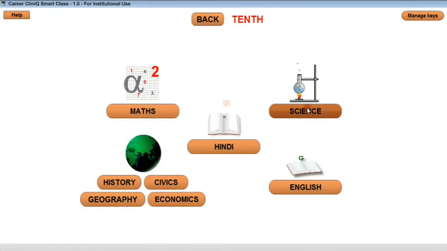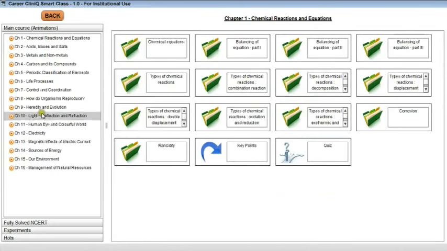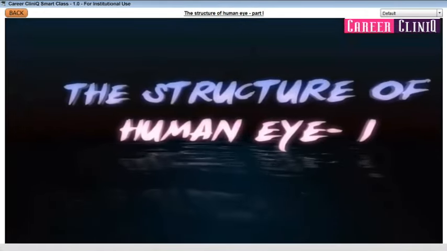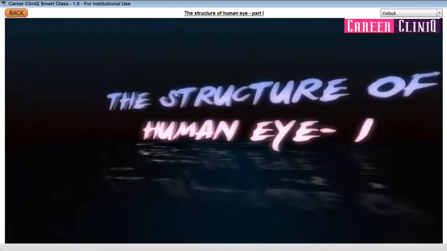And let's say we open science. On the left side, you can see the chapters. The chapters are just in the same order as it is present in the textbooks. Against the chapters, you can see the videos on the right hand side. Let's say we want to open chapter 11, and let's say we are opening the video, the structure of the human eye part 1.